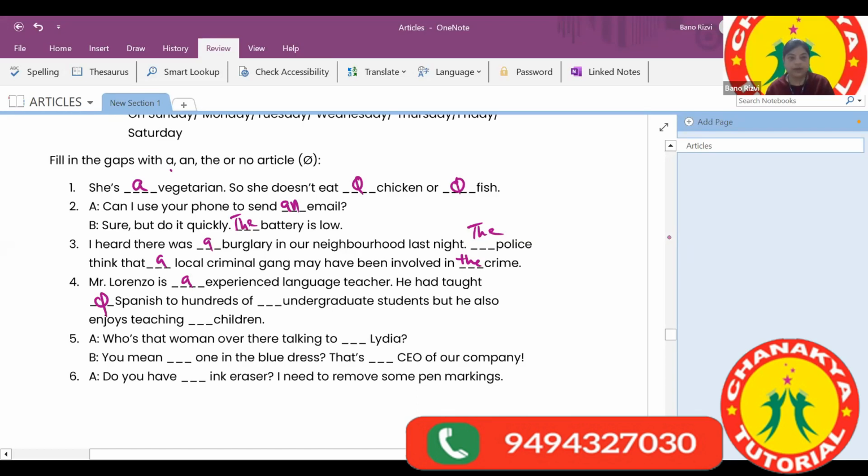Mr. Lorenzo is an experienced language teacher. He has taught Spanish to hundreds of undergraduate students, but he also enjoys teaching children. There is no article there. Okay. You do the fifth one next.